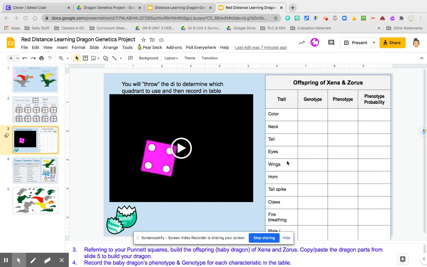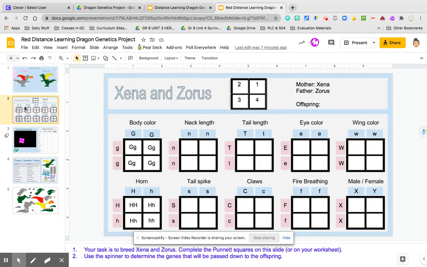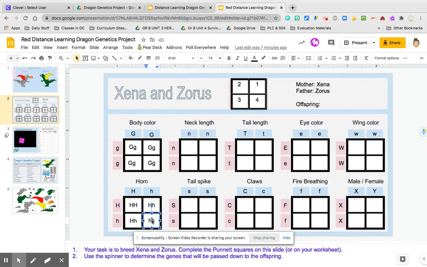Okay, so now that you have completed all of the genotypes on the previous slide, we're going to move on to the next slide. We have done the first two together, so I'm going to show you how to take this information and bring it to the next page. Remember, now we're trying to figure out what the baby's going to be like. These are the possibilities that the baby could get from the mom and the dad.